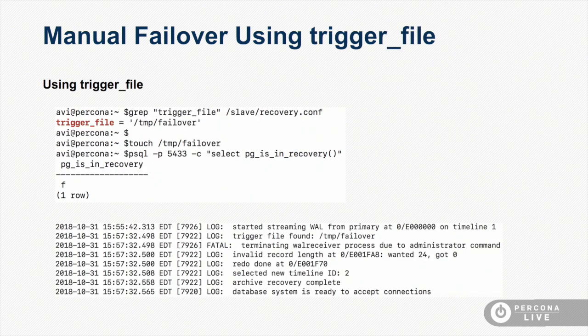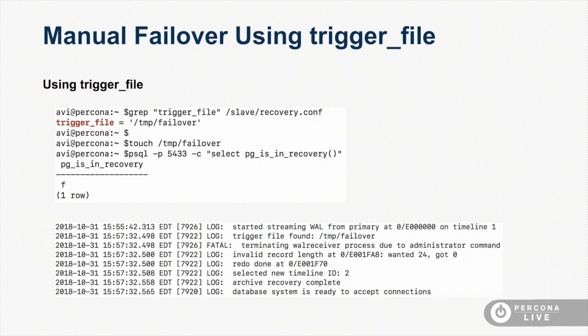You could also do another approach. Let's say you're using some kind of your own custom mechanism to perform a failover, and you would want a different way of performing the failover, right? You could configure or add this parameter called trigger_file and mention a location.